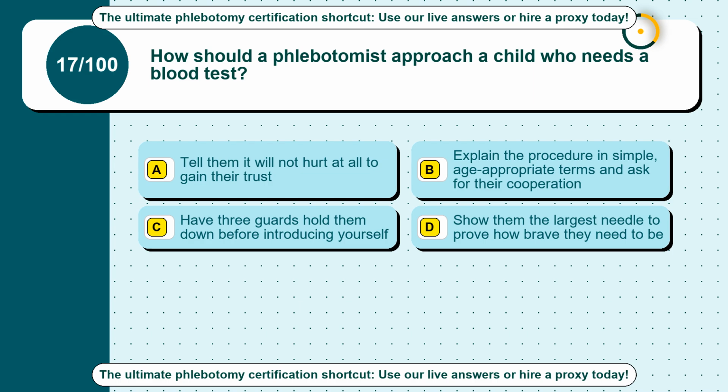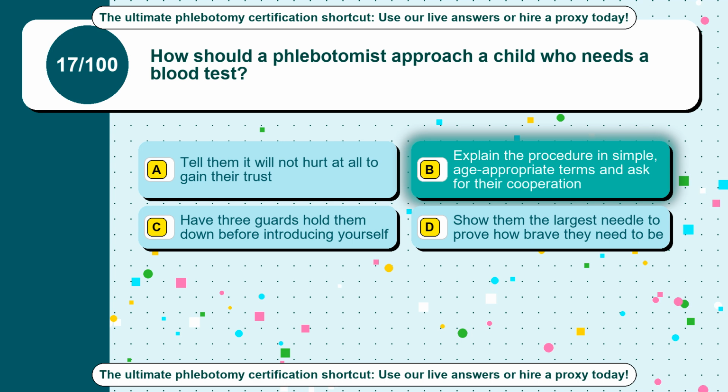Option C, have 3 guards hold them down before introducing yourself. Option D, show them the largest needle to prove how brave they need to be. The correct answer is option B, explain the procedure in simple, age-appropriate terms and ask for their cooperation.